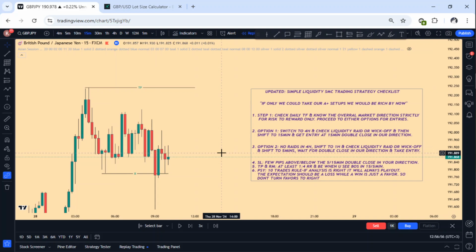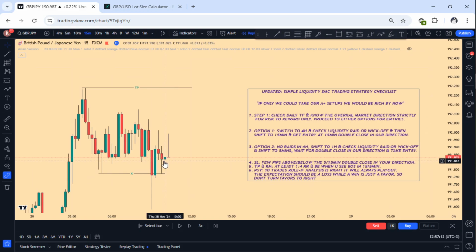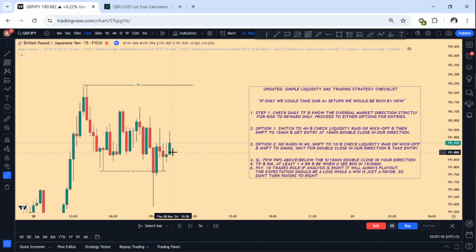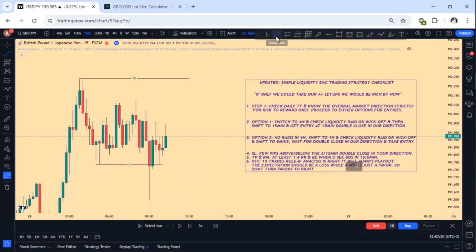So let me show you this trade from option 1. Switch to 4 hours and check for a liquidity raid or week offs, and then shift to 15 minutes where we are in, and get entry at 15 minutes double close in your direction. So we see that the first 15 minutes have already been formed, and then the second 15 minutes already formed with the momentum, and therefore we are now ready to get our entry.